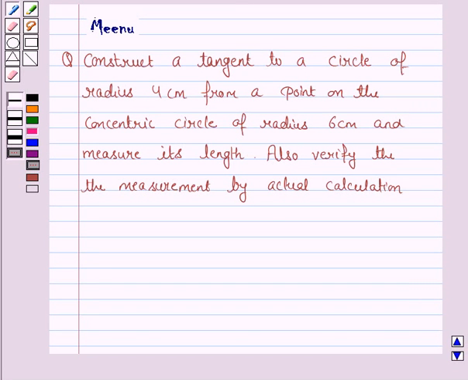Let's work out the following question. It says, construct a tangent to a circle of radius 4 cm from a point on the concentric circle of radius 6 cm and measure its length. Also verify the measurement by actual calculation. So let's now move on to the solution.